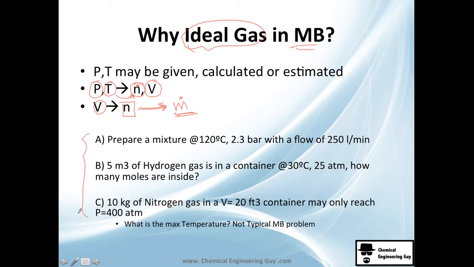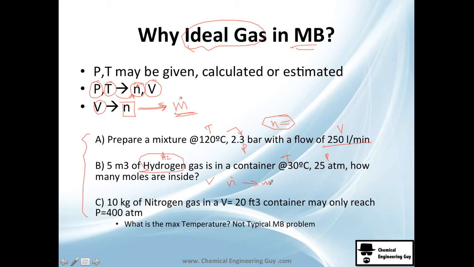And we're going to see problems like this. Letter A, prepare a mixture at 120 Celsius at a pressure of 2.3 bar with a flow of 250 liters per minute. So we have volume, temperature, and pressure. We could theoretically look for n. Now, 5 cubic meters of hydrogen gas is in a container. You have this temperature and you have this pressure. How many moles are inside? Nice. We have moles, and we have mass also, because we know it's hydrogen.